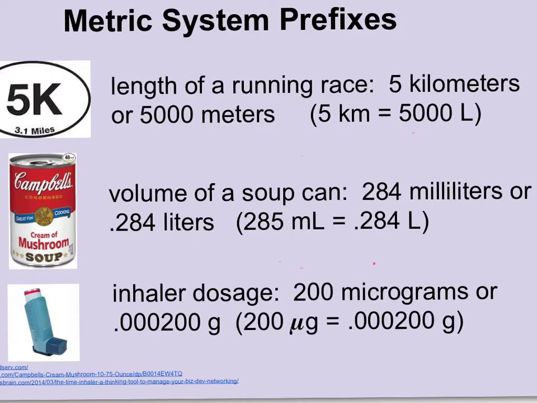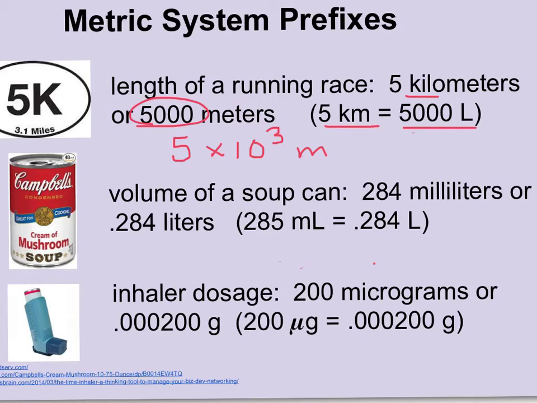Here's some more examples of uses of these prefixes. If I say I'm running a 5K race, I essentially mean I'm running a 5, and kilo means times 1,000, or times 10 to the third meter race. Well, 5 times 10 to the third is just 5,000 meters. So you see here, 5 kilometers is the same thing as 5,000 meters.